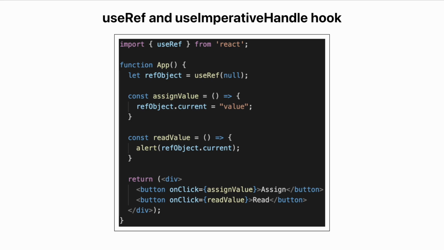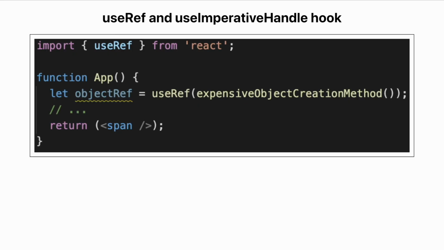Since ref.current is mutable, we should not store any state that is used for rendering in the ref object and we should not read ref.current while rendering. We should not create the ref object for every render. React saves the initial value once and it ignores it on the next render.